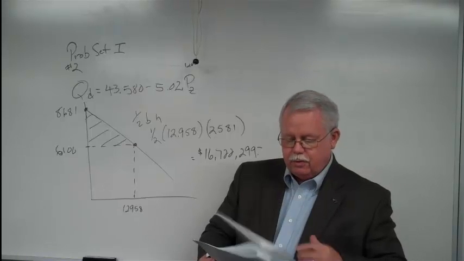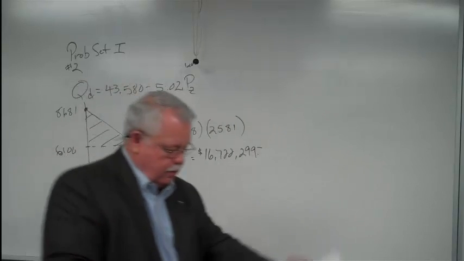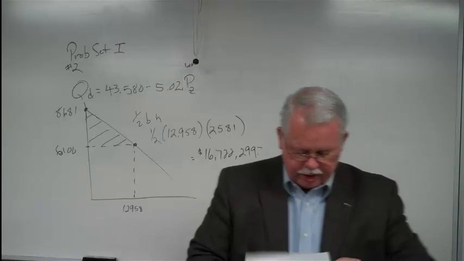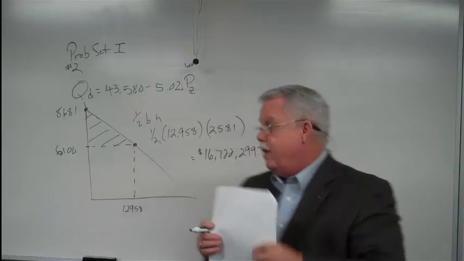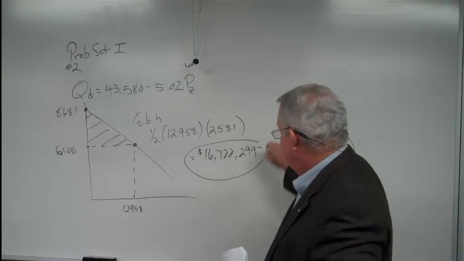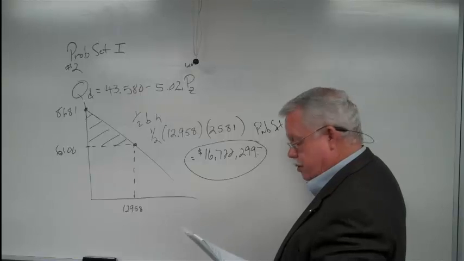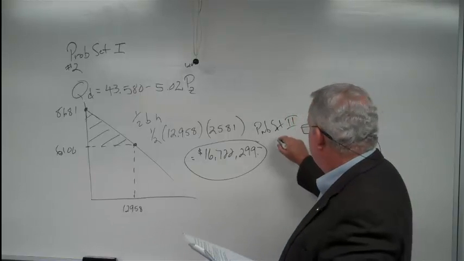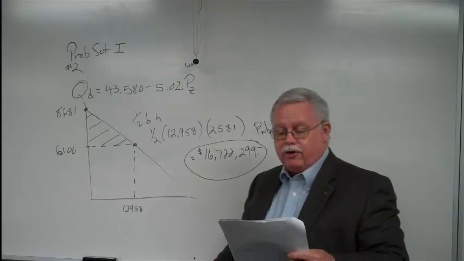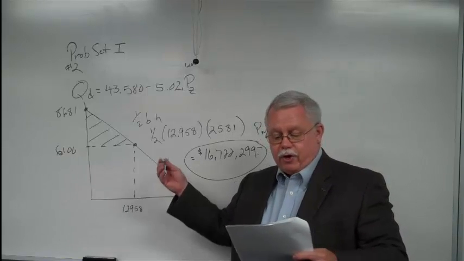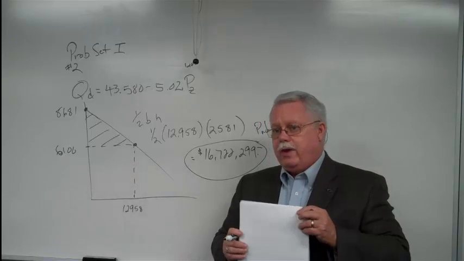Well, let's see. I'll do K and L in just a second. I think M is where we're messing with the consumer surplus. So M is basically this answer. Oh, this is for problem set 2, question 4, M. It says, how much consumer surplus exists theoretically for this good at a price of $6,100? Okay? We doing okay with that?